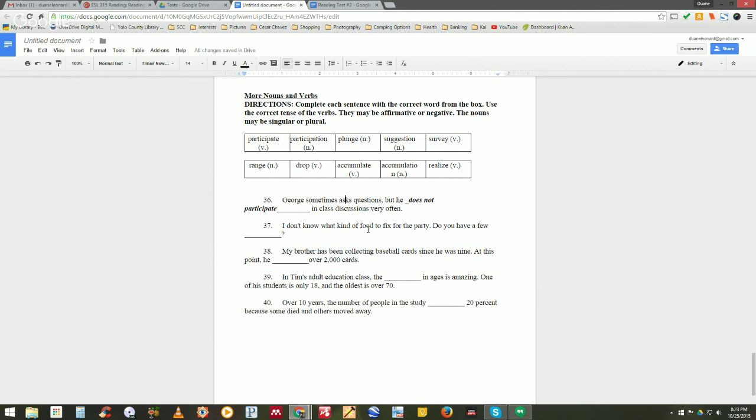I don't know what kind of food to fix for the party. Do you have a few? This means a noun. So do you have a few? The only range doesn't fit. Accumulation doesn't fit. That means a buildup. Suggestion. But it's plural. A few means plural. Yes, suggestions. Few is the hint here.